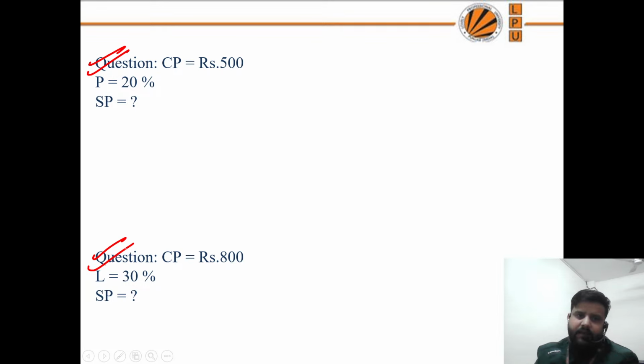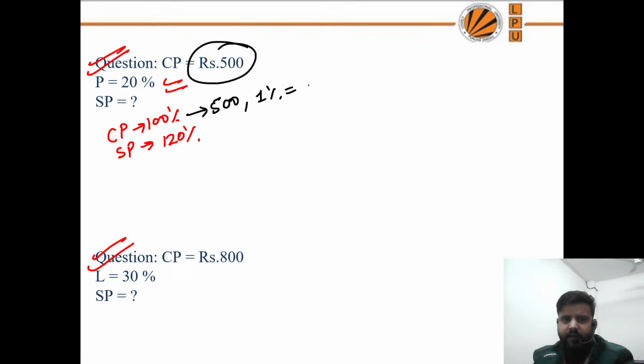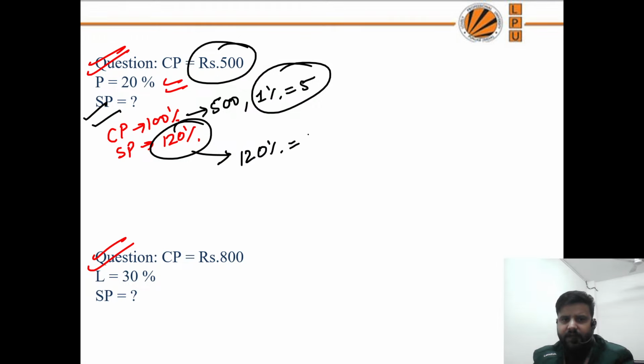Okay, let's see one by one. Let's do it with the unitary method first. So in unitary, we always take CP as 100%. So SP is 20% profit, so SP would be 120%. Now the value of CP is given in the question, which means 100% is 500. So from here 1% would be 5. The question is asking you the selling price, which is 120%. So 1% is 5, so 120% is 5 into 120, which will give you 600 for this question. I hope you got it.